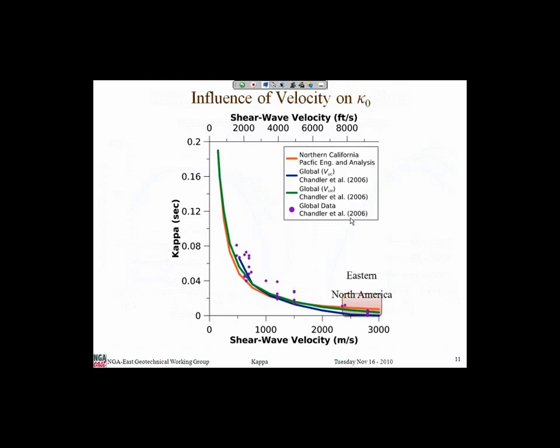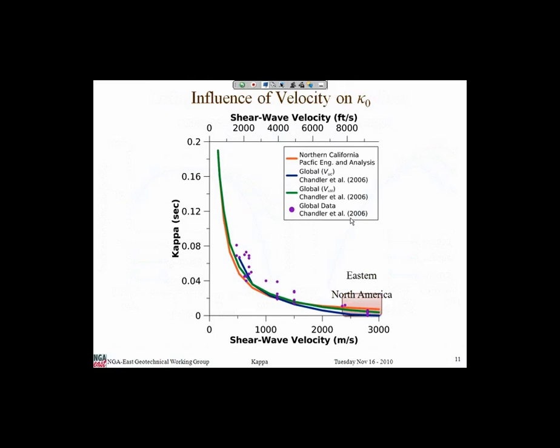Now, just to show you some dependence of kappa on shear wave velocity, these are some models that have been proposed based on various data. A couple of them are from a recent paper that Albert Kottke was kind enough to share with me when he was doing some research on something else, and it was a very good paper. That's the Chandler et al. paper. They used a couple of approaches to come up with a model for kappa as a function of shear wave velocity, and then a model that Walt Silva has proposed. And so those are just plotted together here.